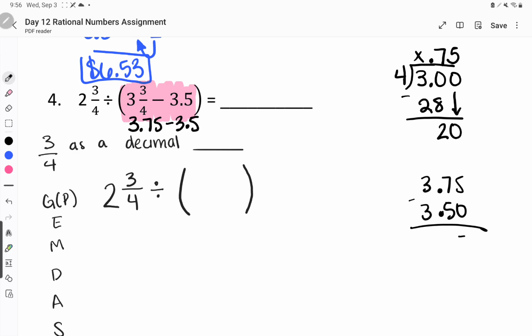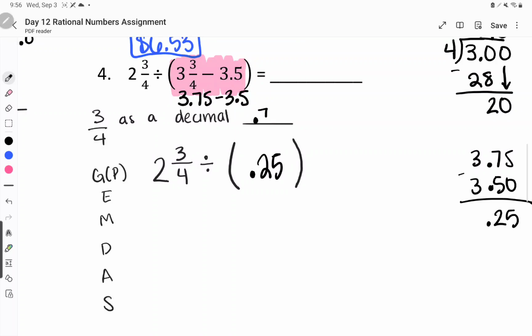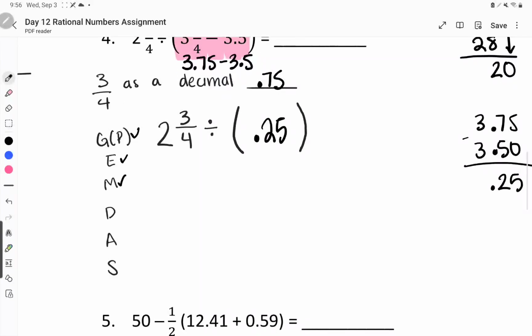5 minus 0 is 5. 7 minus 5 is 2. Drop down your decimal. 3 minus 3 is 0. So this right here is going to be 0.25. Then I have 2 3/4. Well, I can't do a fraction divided by a decimal. By the way, we don't have any exponents. There's no multiplication because there's no number on the outside of this over here. And so the next step is division.